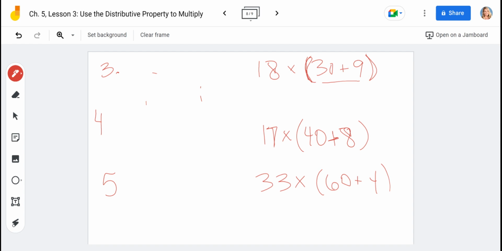And then on number 6, now this one gives you a problem, but you still have to draw an area model or use a distributive property. You don't have to do both. But you're going to say 55 times 16. And you're going to decompose the 16, whether you do distributive property or area model.